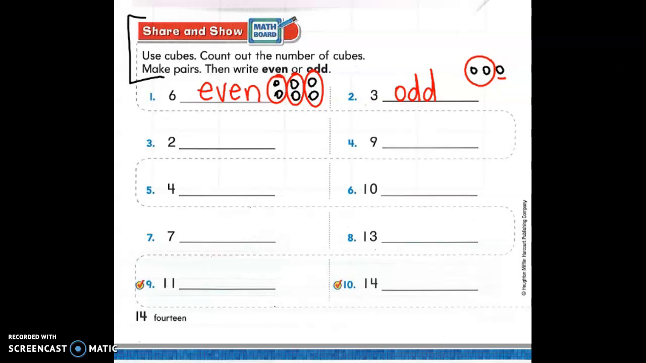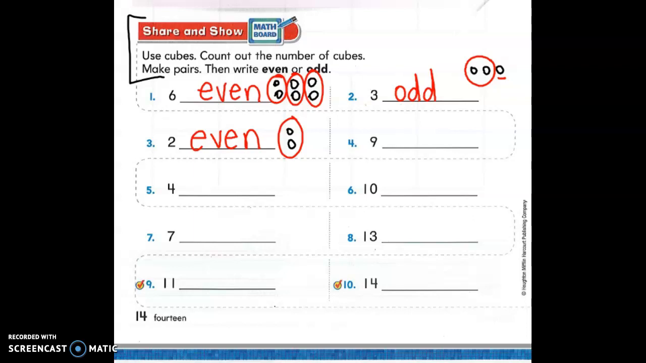All right, number 3. Our number is 2. 1, 2. A pair of 2. It is even. There are no cubes, no circles left out.